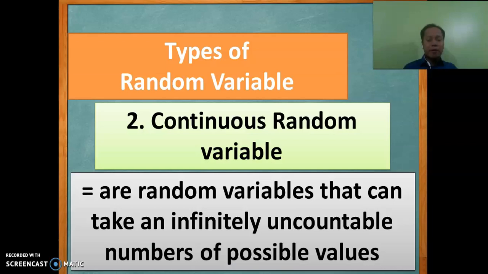The second type of random variable is the continuous random variable. Continuous random variables are random variables that can take an infinitely uncountable number of possible values. Examples of continuous random variable include the time a person can hold his or her breath, the body mass index of a person, and the time a person takes for a bath. So those are some examples of continuous random variable.